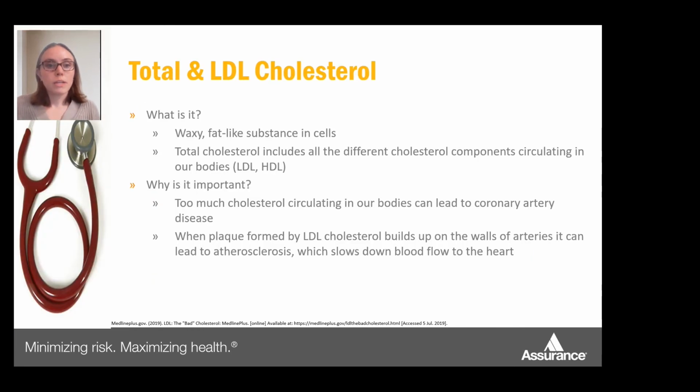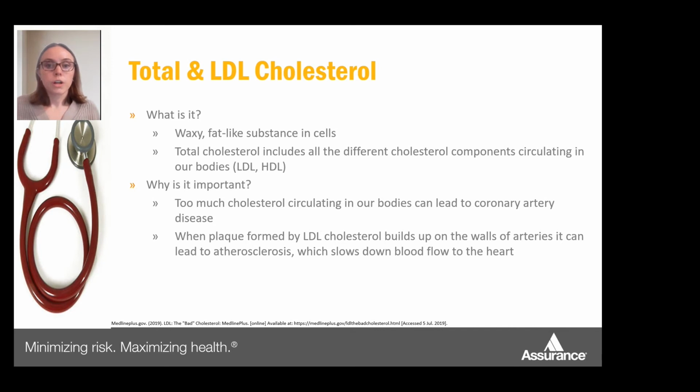Okay, so next up is cholesterol. Cholesterol itself is the waxy fat-like substance that's in our cells. And total cholesterol really includes the different components of cholesterol. So it umbrellas over LDL cholesterol and our HDL cholesterol.